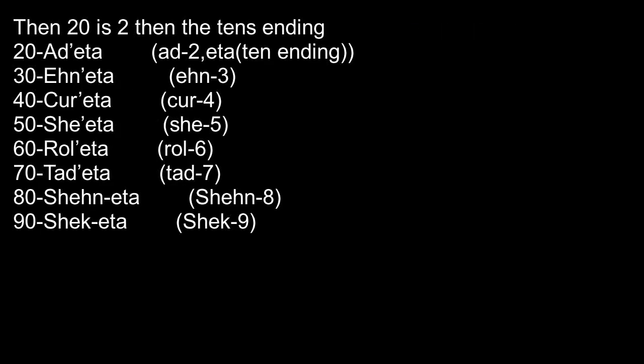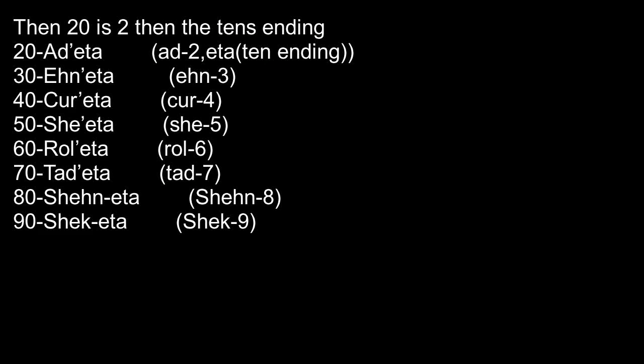When you get into your 20s through 90s, you add an ending. Like in English, we add ty at the end, 20, 30. You add your eta. And then in the beginning, you have your word meaning the digit 2 through 9. So 20 is ad eta, 2 being ad, and then eta the ending.